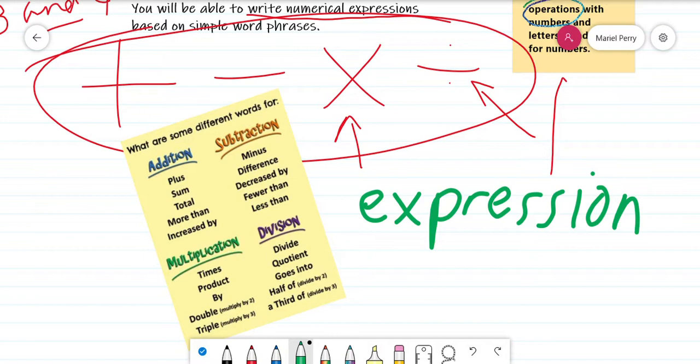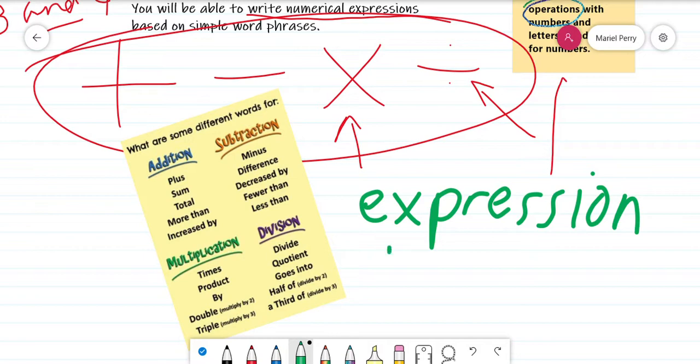However, it does not contain an equal sign. It has operations, it has numbers, especially numerical expressions, but it does not contain an equal sign. Therefore, we are not trying to evaluate. We're not trying to find the value of the answer. We are just simply writing the expression. Okay? So let's go ahead and write the expression.